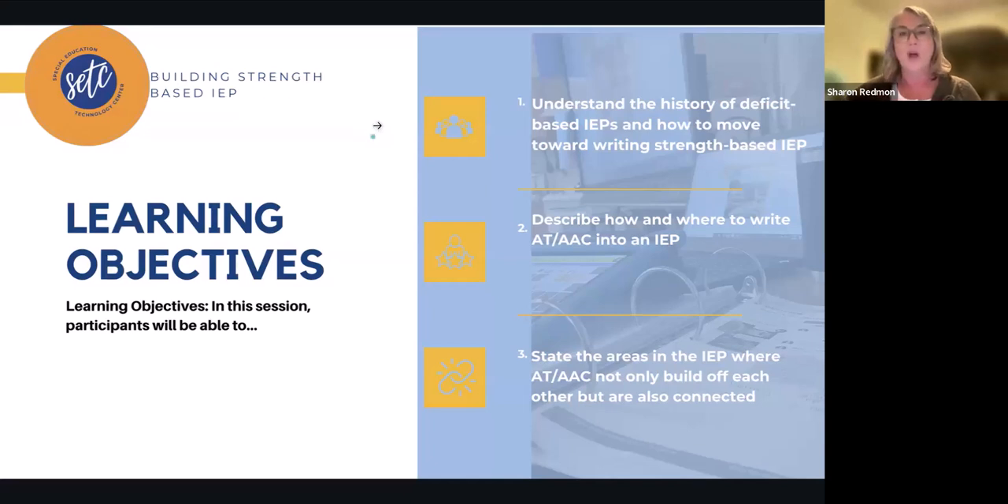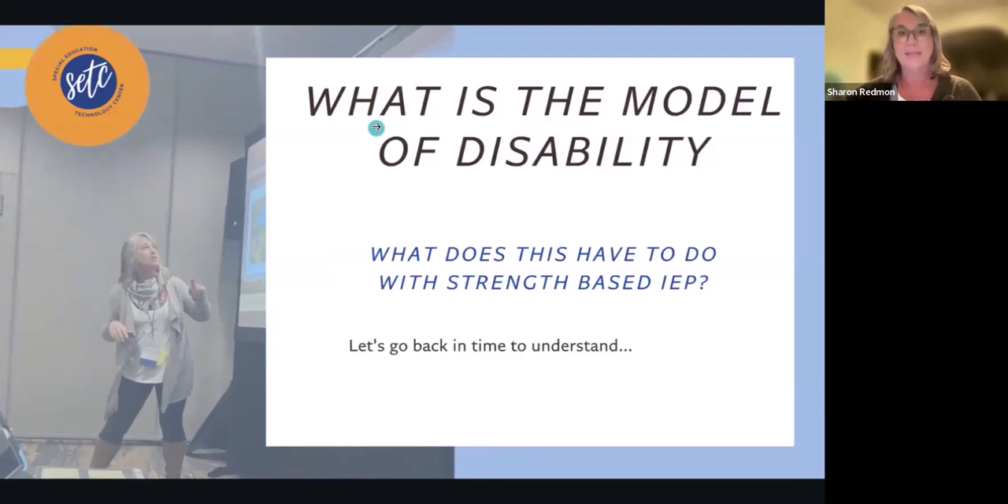And it's really going to be a lot about collaborating and building these kind of wraparound IEPs for our students that have some pretty significant needs.